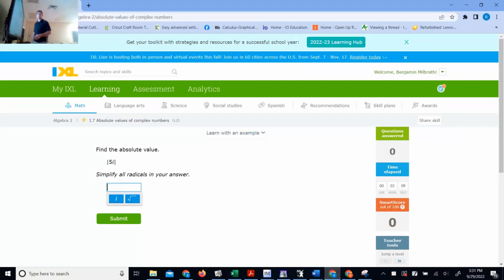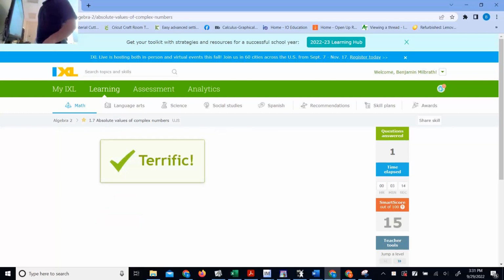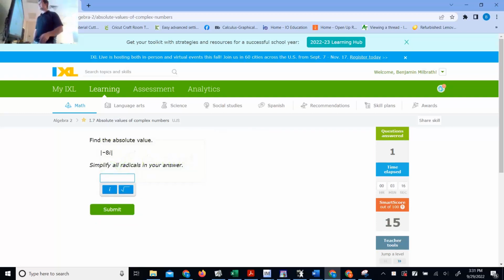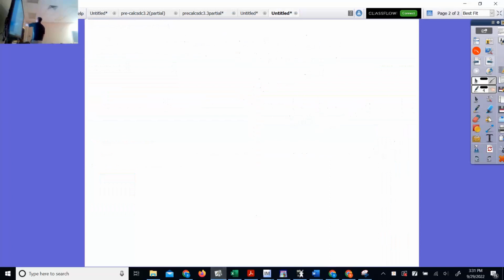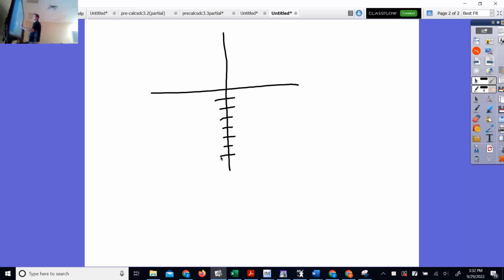Oh, I can't do that. Okay, so over here, I am 5 units away from the origin. Terrific. This one's very similar. Negative 8i. I'm just going to drop down 8 units on the imaginary axis. When these get harder, I'll show you a little formula. 1, 2, 3, 4, 5, 6, 7, 8. I'd be right here. I am 8 units from the origin.